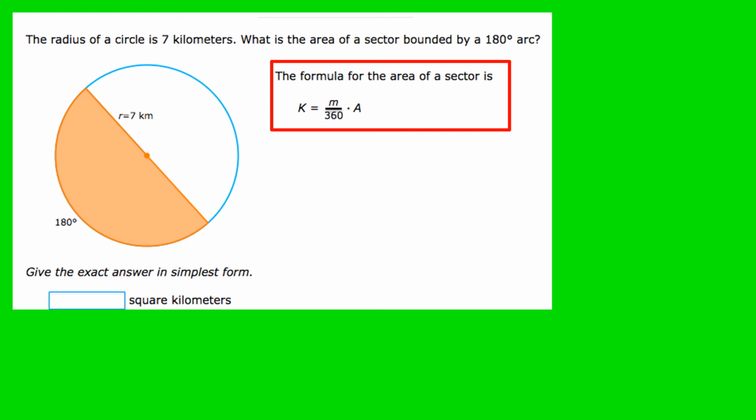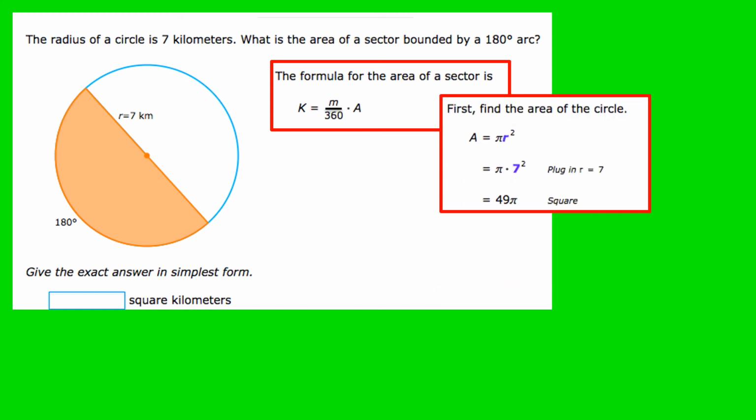So we must find the value for the variable A and we know the value for the variable M as 180. So to find the area of the circle, which is A, we use the area formula. The formula says that the area of a circle is equal to pi times its radius squared. The radius is given to us as 7. So therefore the area is equal to pi times 7 squared. 7 squared is 49. So that will be pi times 49, which is 49 pi.